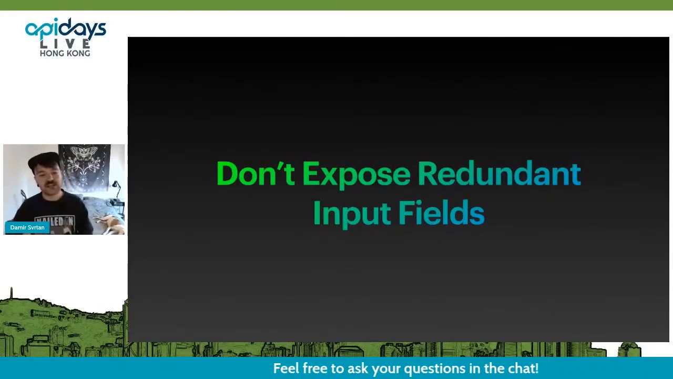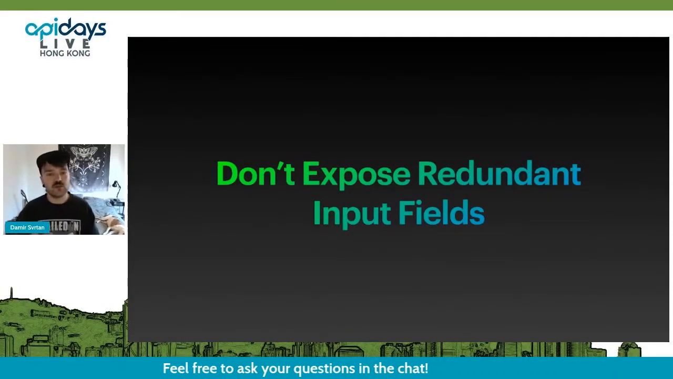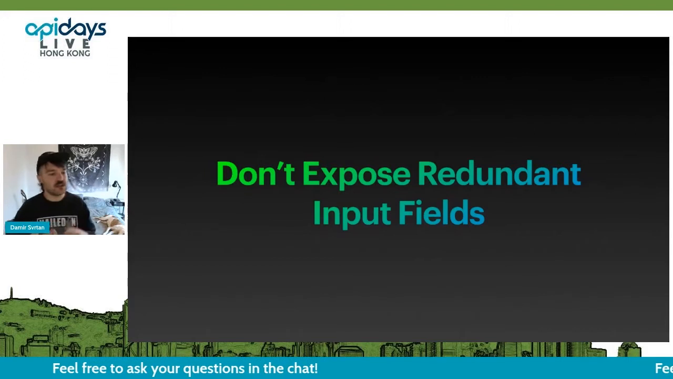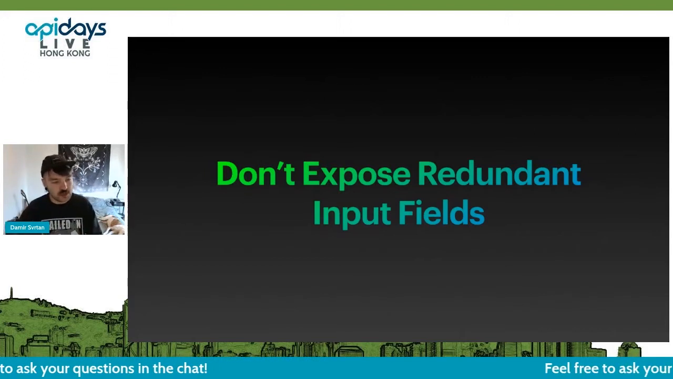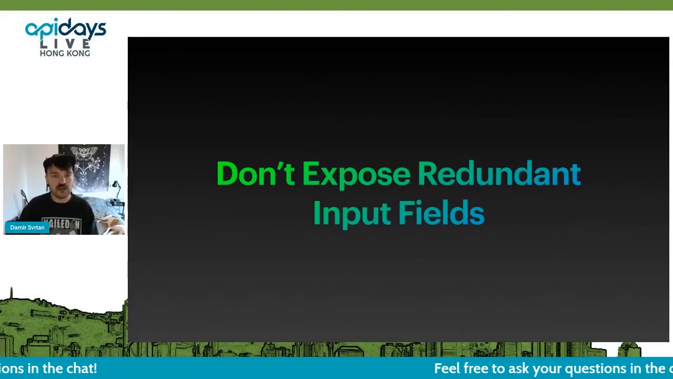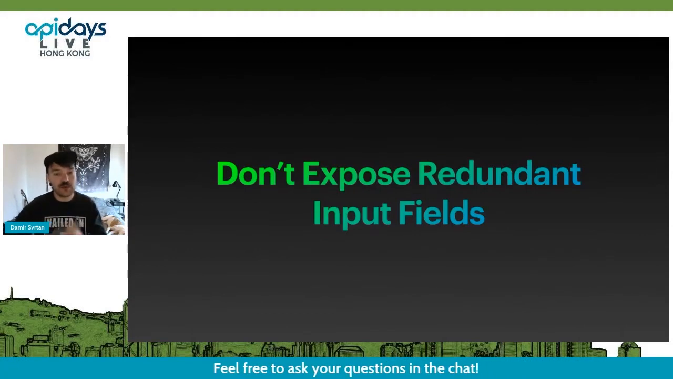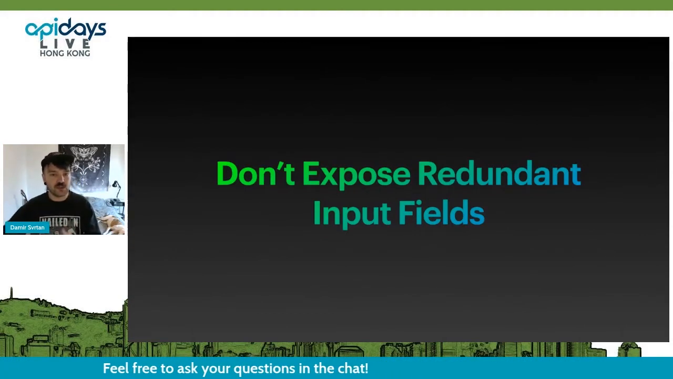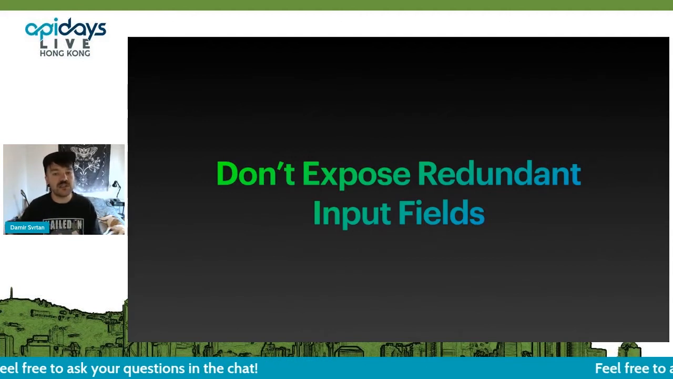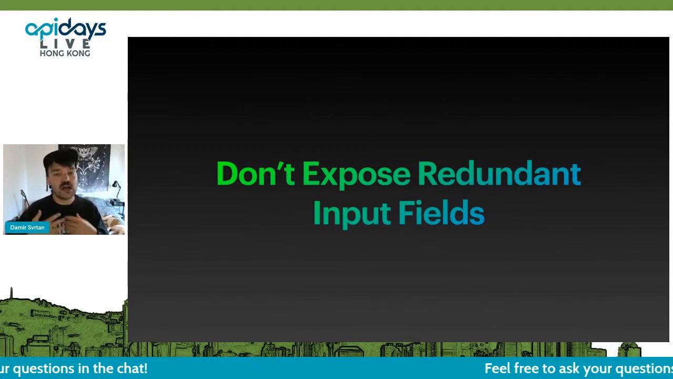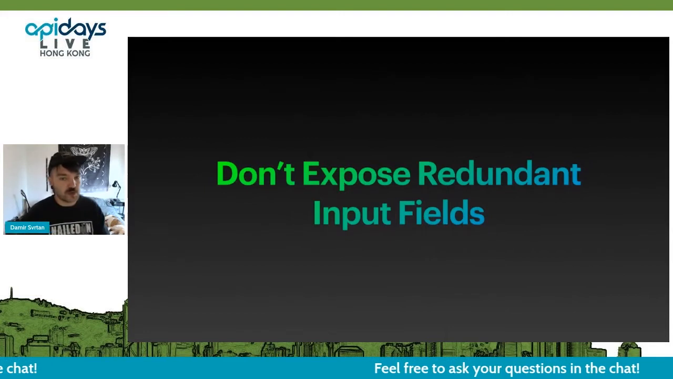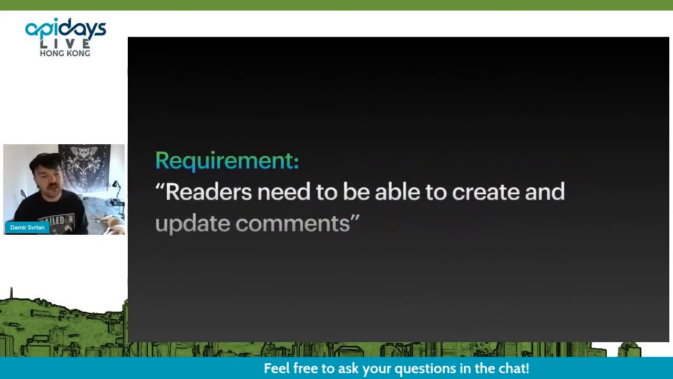Let's talk about not exposing redundant input fields. What kind of input fields am I talking about? If you're building GraphQL, that might be the input fields your mutations are getting. But if you're building a REST API, that's the payload your API accepts when you're changing or mutating data. That would be the data your API gets whenever a client initiates a POST or a PUT request. So let's look at an example.